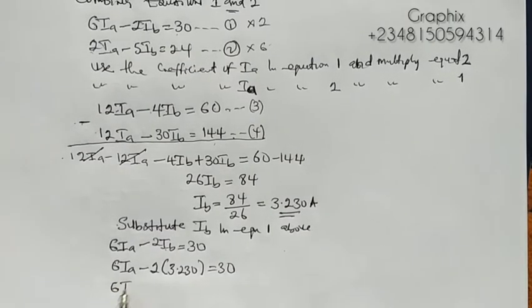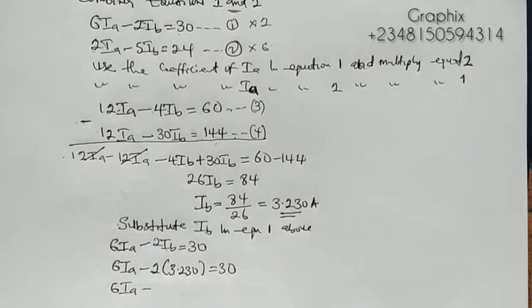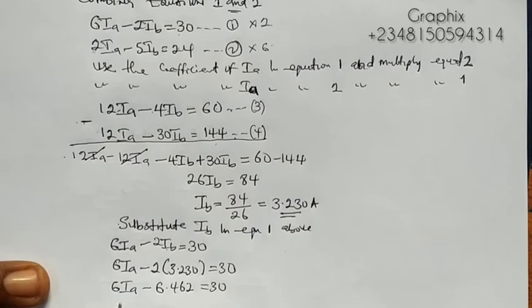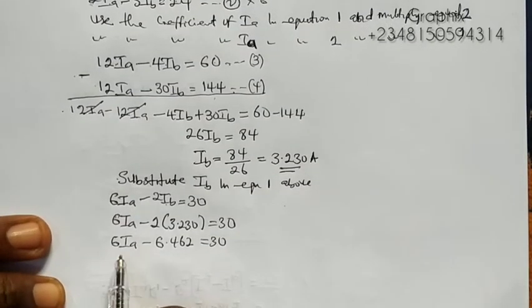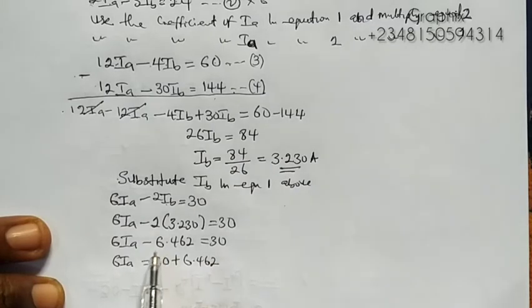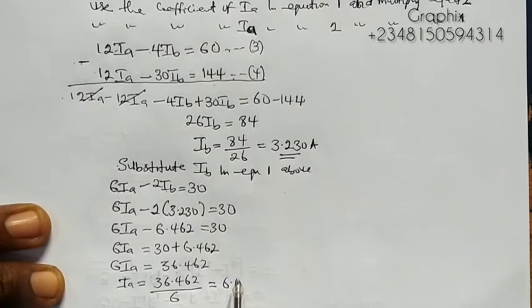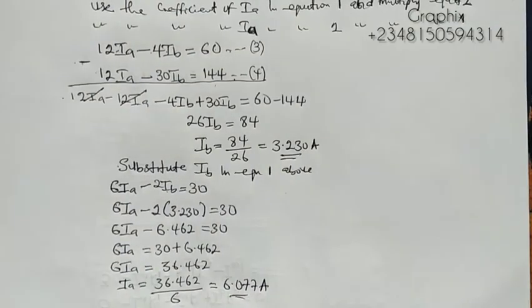So from here, 6IA minus 2 times 3.230, we have 6.462, equals 30. So from here, 6IA equals 30 plus 6.462, because when this comes here it becomes positive. So 6IA will now give me 36.462. If you divide both sides by 6, my IA will be 36.462 over 6, and we're having 6.077 amperes. So we have gotten IA.